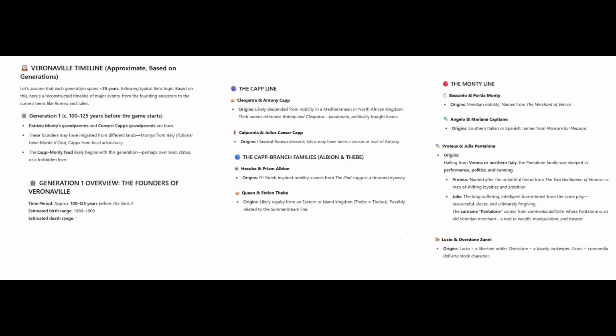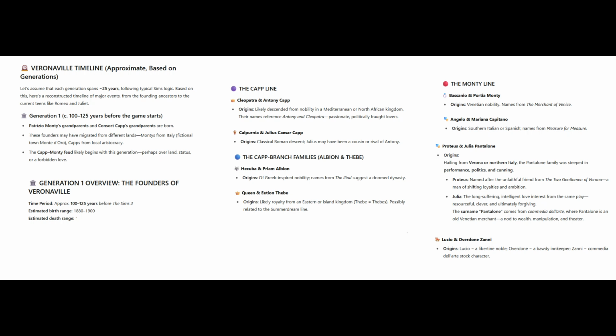Veronaville timeline approximated based on generations. Let's assume that each generation spans 25 years, following the typical sim logic. Based on this, here's a reconstructive timeline of major events, from the founding ancestors to the current teens like Romeo and Juliette. Generation 1, circa 100 to 125 years before the game starts. So the game starts in 2004.